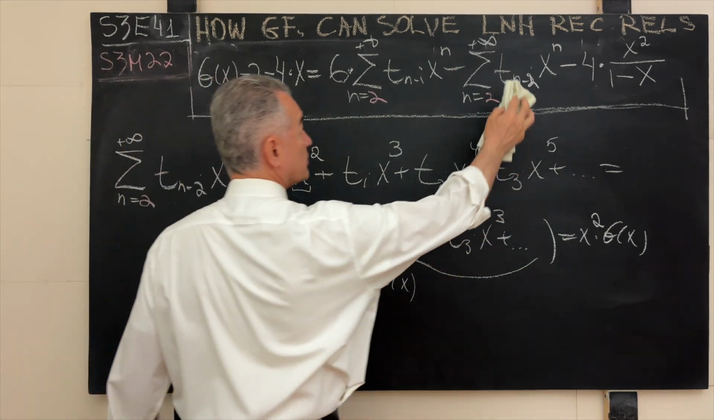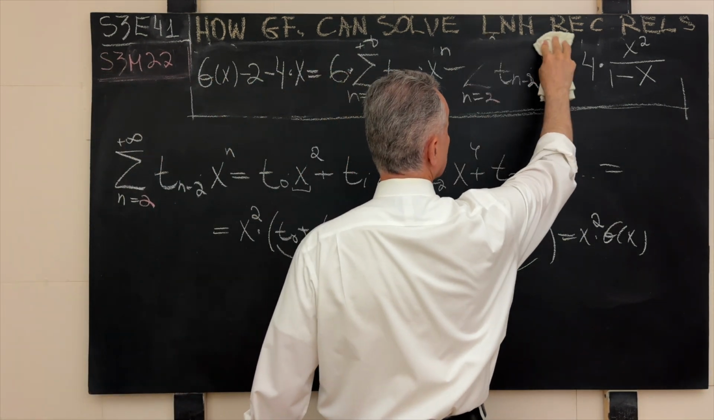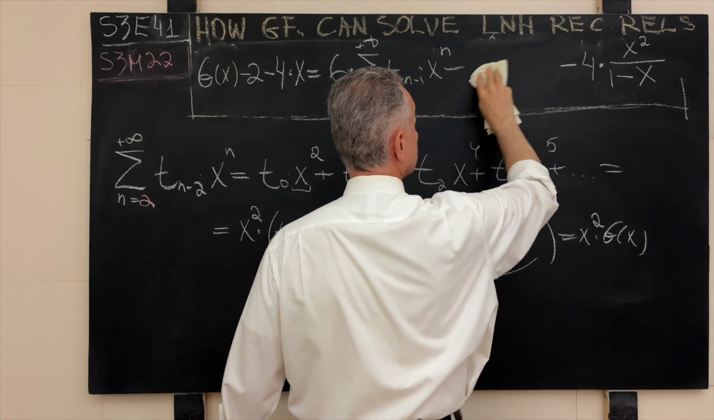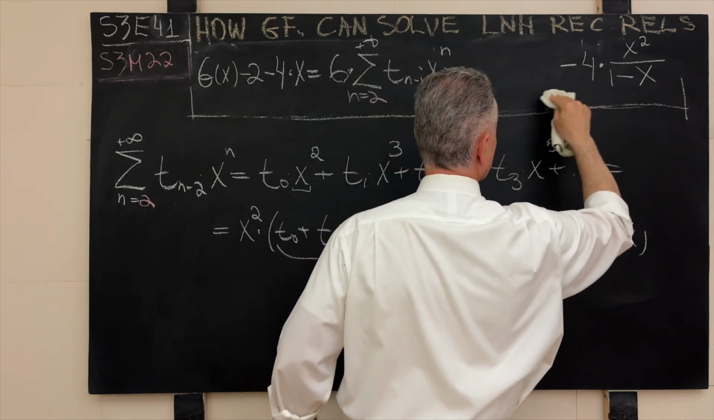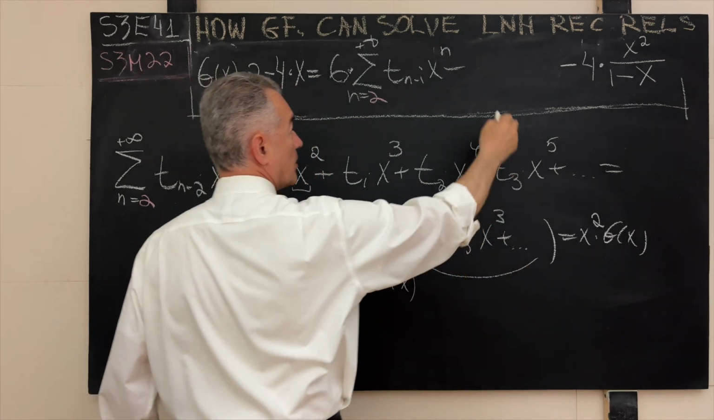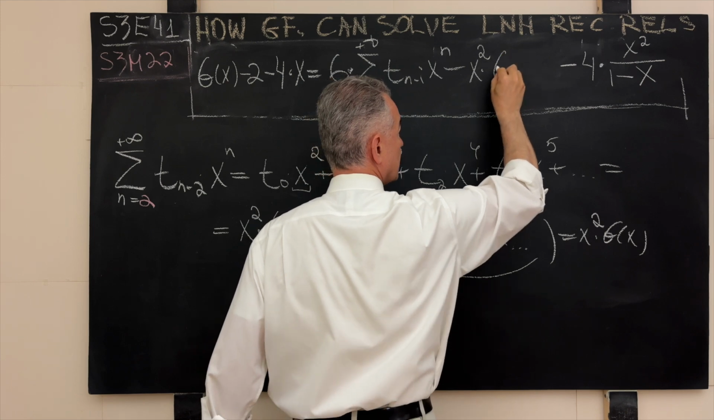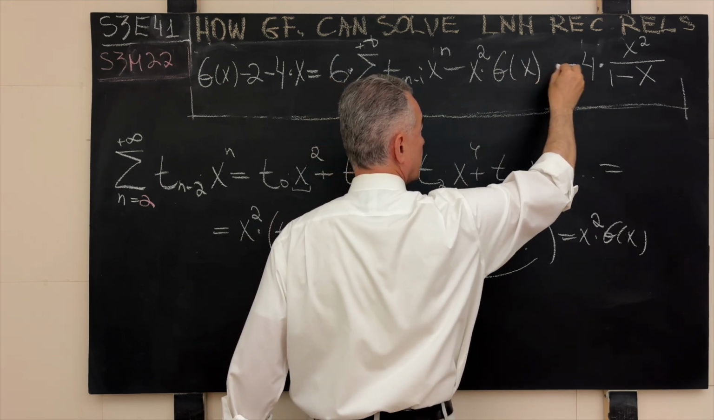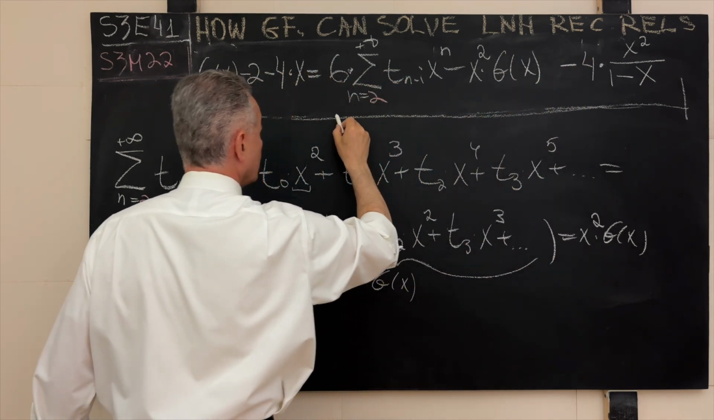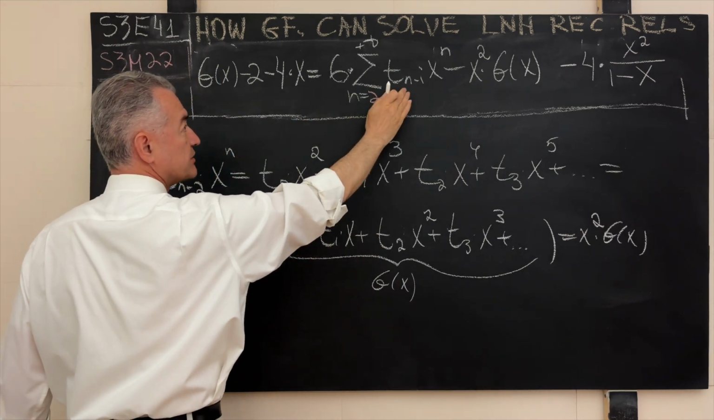And now we can erase this sum right here. Carefully erase it. And we will write down the result that we obtained so far, minus x squared times the function g of x minus this. So now we only have to work with this sum right here.